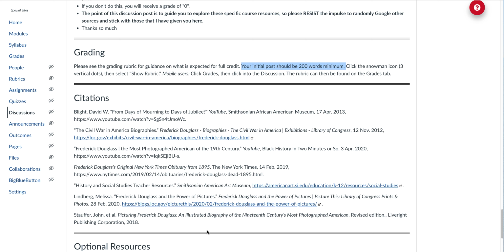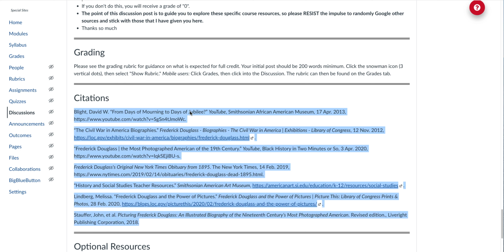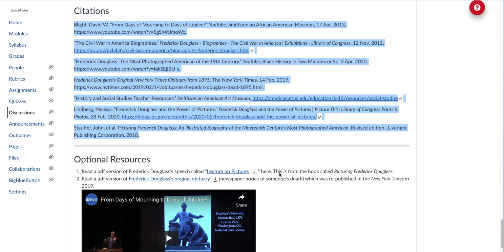So you guys, I went out to the internet and I researched Frederick Douglass and his beliefs, and I found photographs of him. And I'm telling you that I did this. The reason you know where the information in this assignment came from is that I'm giving you a list of citations. So these are all the sources that I used to write this.